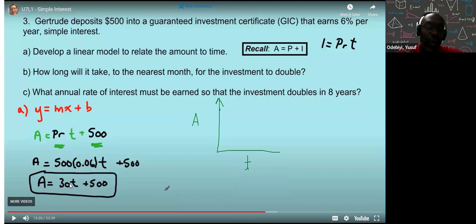So basically if we're dealing with time as in years, every year I go up $30, you can say. I start off with 500, and then if time is years, every year I go up $30. Now the question is going to be, how long would it take for your initial investment to double? Well, the initial investment is 500, right? So to double 500, that's going to be 1,000. How long does it take to get to 1,000?